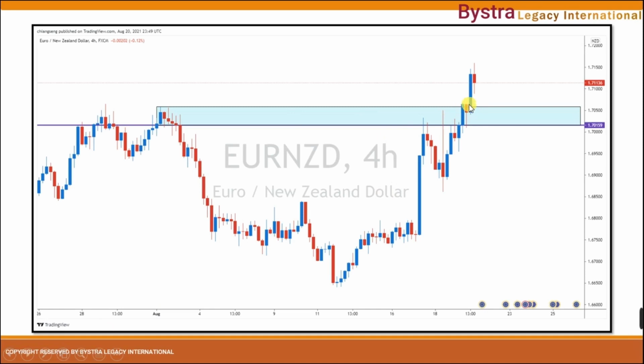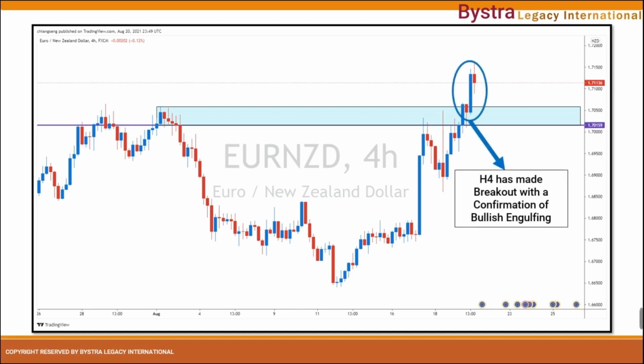So we don't need the price to come back into this area to make another confirmation of rejection before price continues to go up. This is a very good example where the price has already made a bullish engulfing outside of the zone, already showing the confirmation of rejection. At the same time, price has already broken the danger zone resistance of the daily time frame. As you can see, I highlight here one more time, the H4 has made a breakout with a confirmation of bullish engulfing.